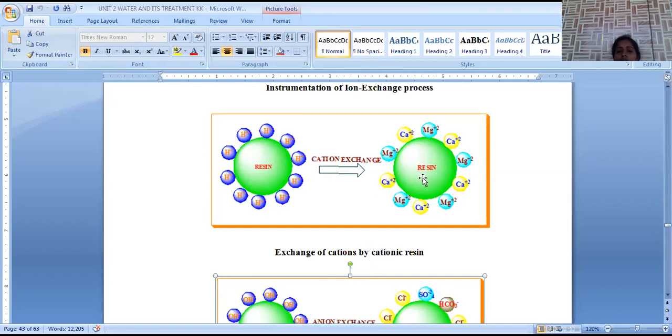So water coming from the cationic chamber is acidic in nature, and next it enters the anionic chamber, where all anions are retained by the resin, releasing OH minus into the water. So this is a highly efficient method and frequently applied in industry for the softening of hard water.